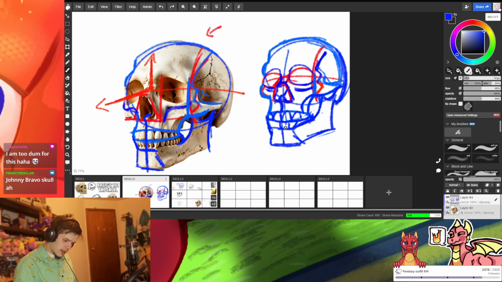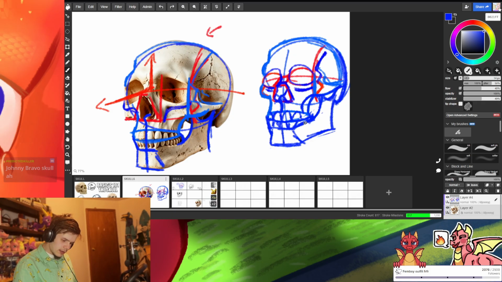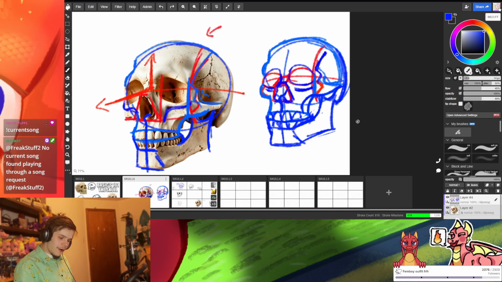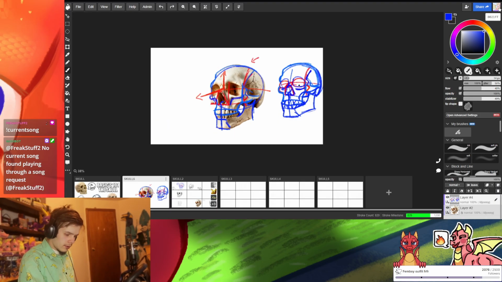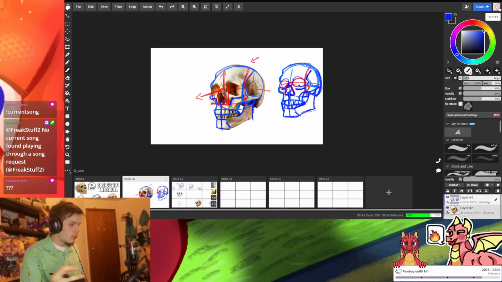And once again, just the curved shapes. It doesn't have to be perfect just yet. Oh my god, dude, would you look at that? We have a skull. Now you can worry about the three-dimensionality. Do you see how many things line up when you draw a skull?